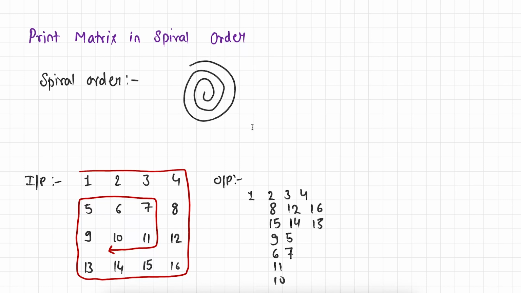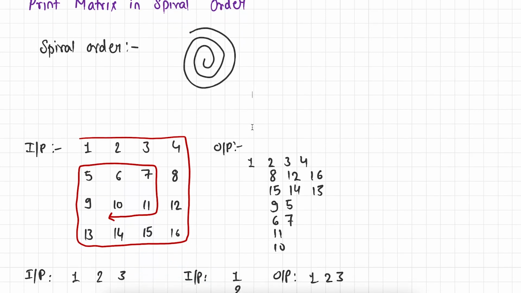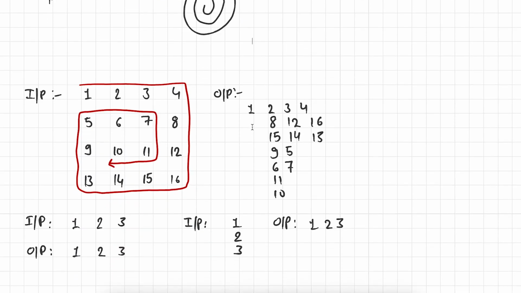Now we have to apply the same order while traversing the matrix. So let's understand this problem with an example. Here the input is given as 1, 2, 3, 4, 5, 6, 7, 8, 9, 10, 11, 12, 13, 14, 15, 16. And this is a 4 cross 4 matrix. This means there are 4 rows and 4 columns in this matrix.